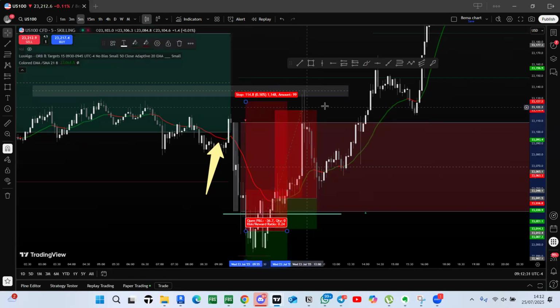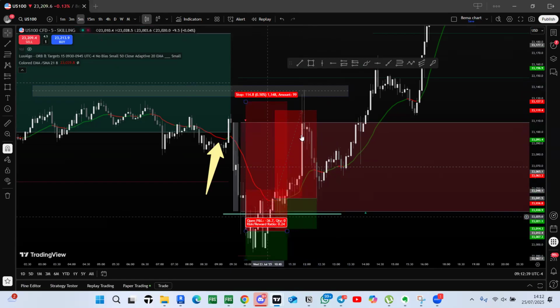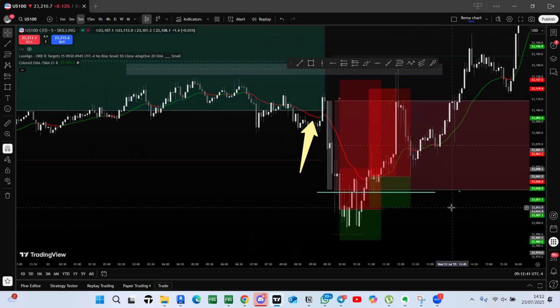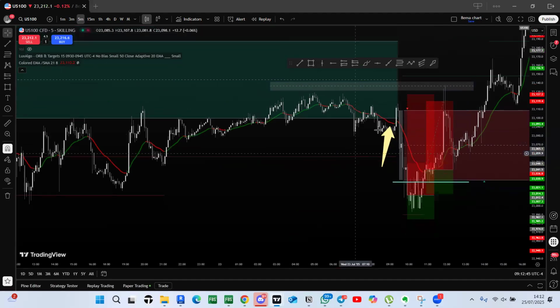That if price reaches here, you know what? I don't want to be in this trade anymore. So price actually wicked up and touched there, even though it came back down. So this would have been a loss yesterday, right? But you hardly lose with this strategy. I'm going to show you some back tests that I've done.